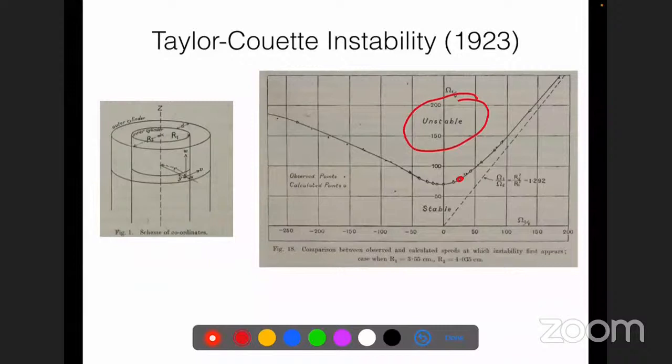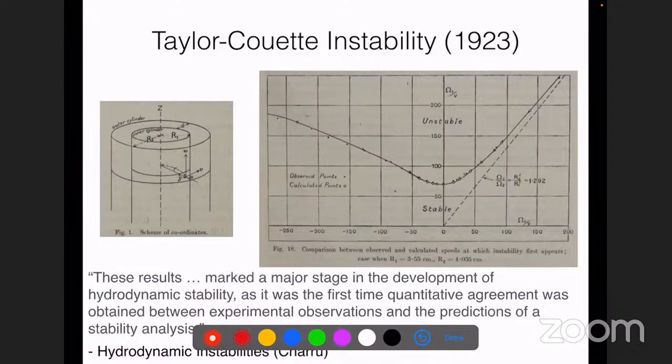And this kind of made hydrodynamic stability such an important and powerful technique for analyzing stability of fluid flows and transition, where people got that confidence that you can really go ahead and predict when a system would be unstable by using the tools of stability analysis.